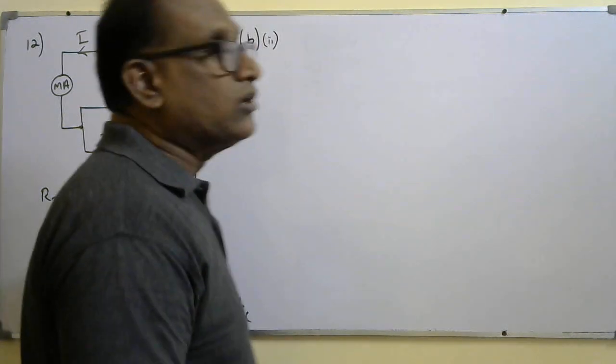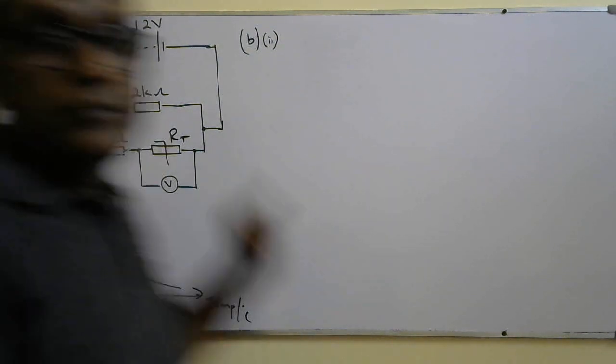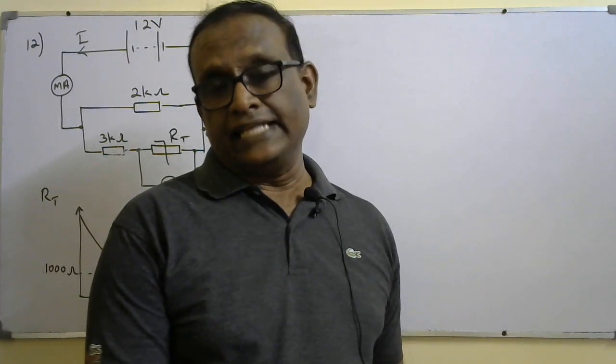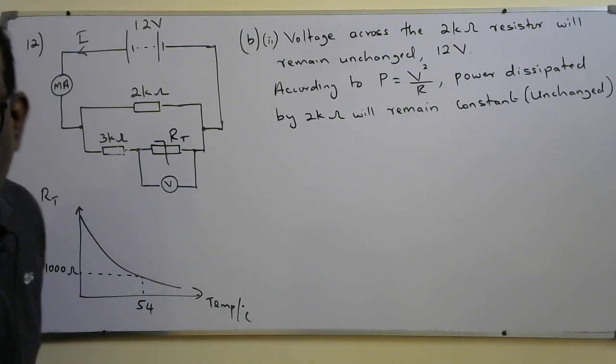So according to P equals V squared over R, the power dissipated in the 2 kilo ohm resistor will remain the same. There is no change in the power dissipated in the 2 kilo ohm resistor.